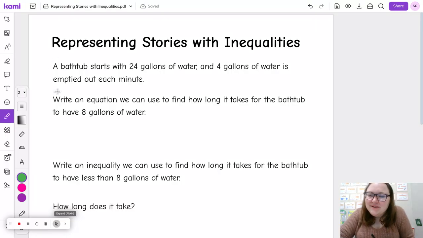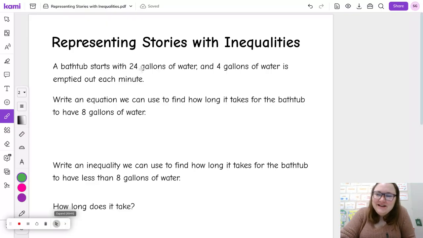The story we're going to be looking at is a bathtub starts with 24 gallons of water, and 4 gallons of water is emptied out each minute. Write an equation we can use to find how long it takes for the bathtub to have 8 gallons of water. I encourage you to pause the video and try this since this is some old material we've already learned about.